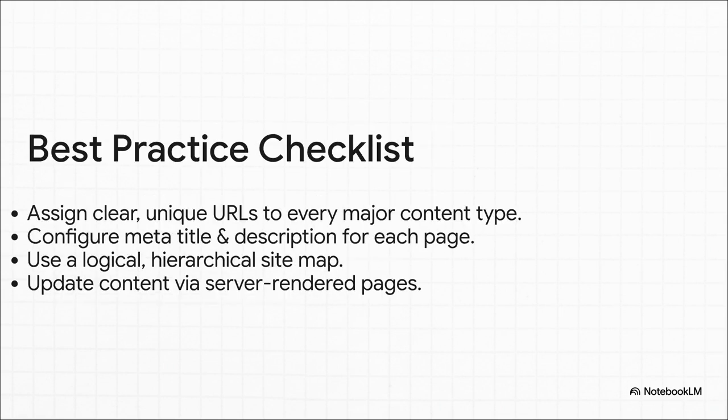So this is it. This is your final checklist. These are the critical questions to ask your team. Does every important piece of content have its own unique web address? Can we set a specific title and description for each one? Is our sitemap and linking structure logical? If you can answer yes to all of these, you are on the right path. You're building a foundation for discovery, not for obscurity.